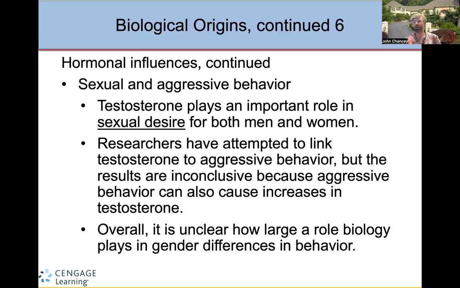So again, it's one of those things we're not quite sure. Does testosterone lead to more aggression? Does aggression lead to more testosterone? Probably both are true to some extent.